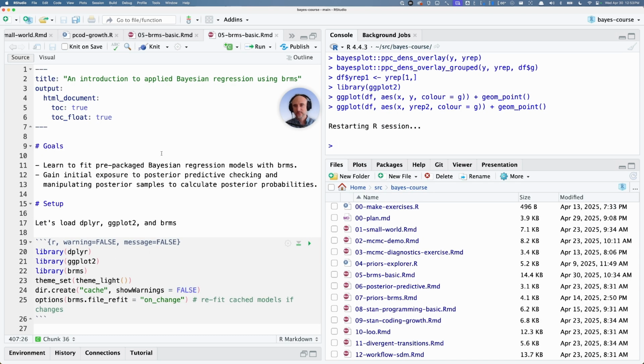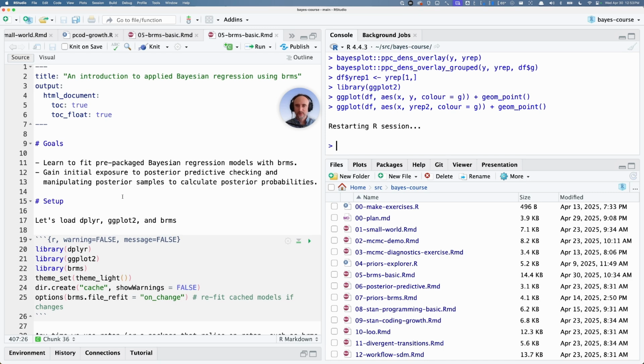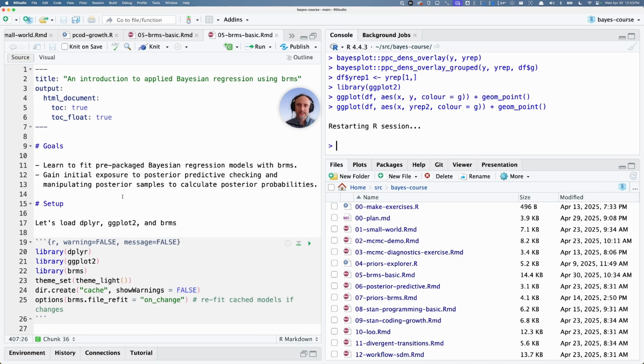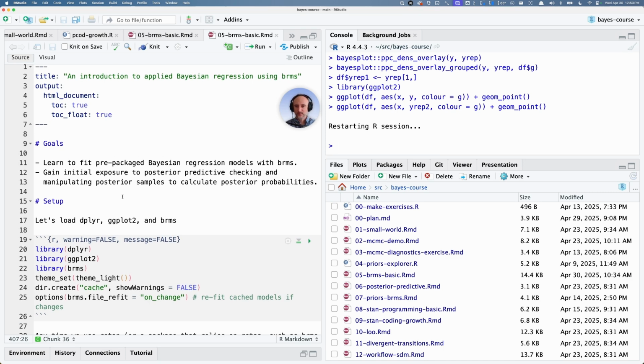Let's open up 05 BRMS Basic. We're going to work through a really simple example, a quadratic linear regression with the R package brms. You might have heard of brms before. It's an R package that takes formulas, arguments that you might have seen with glm or lme4 or mgcv, and it creates Stan code, and then it runs the Stan code, samples from the model, and has all sorts of utilities to work with the output.